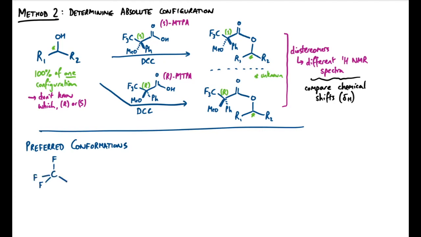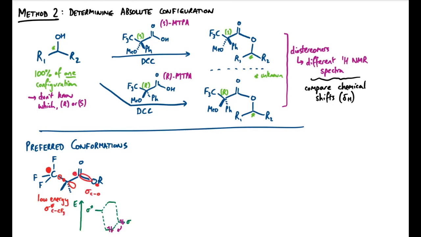Firstly, the CF3 group has quite an impact, as often happens when you add fluorines to molecules. So in the general form of the ester, there is a preferred conformation here, where this low energy sigma star, low energy because of all those fluorines at one end, prefers to sit antiperiplanar to this CO sigma molecular orbital. So in this conformation, we'll lower the energy of the overall molecule by forming an interaction between these two orbitals. So what we're saying here is that these bonds want to be antiperiplanar, or APP.